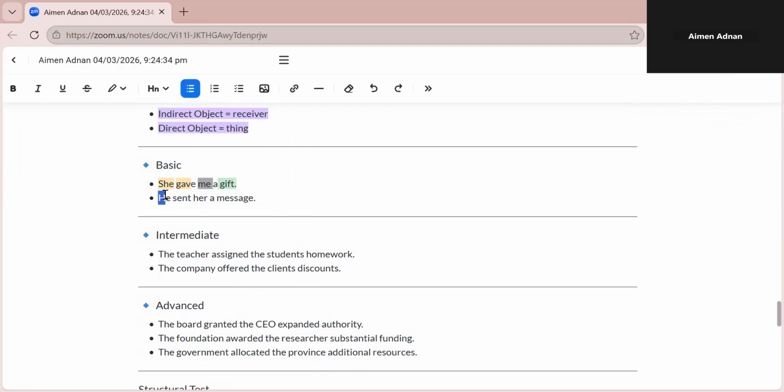Let's look at the other example. He sent her a message. Now, there are two objects in the sentence. First is, sorry, first is her, and the other is message.